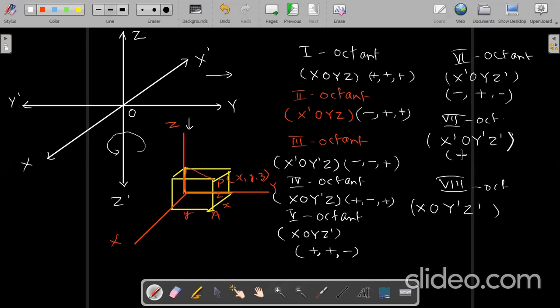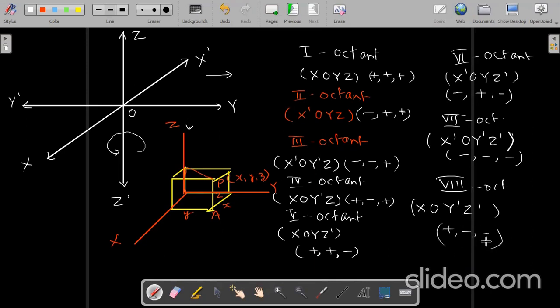Similarly here, x is minus, y is minus, z is also minus. All minus in the seventh octant. All are negative. Correct? And in the eighth, positive, negative, negative.